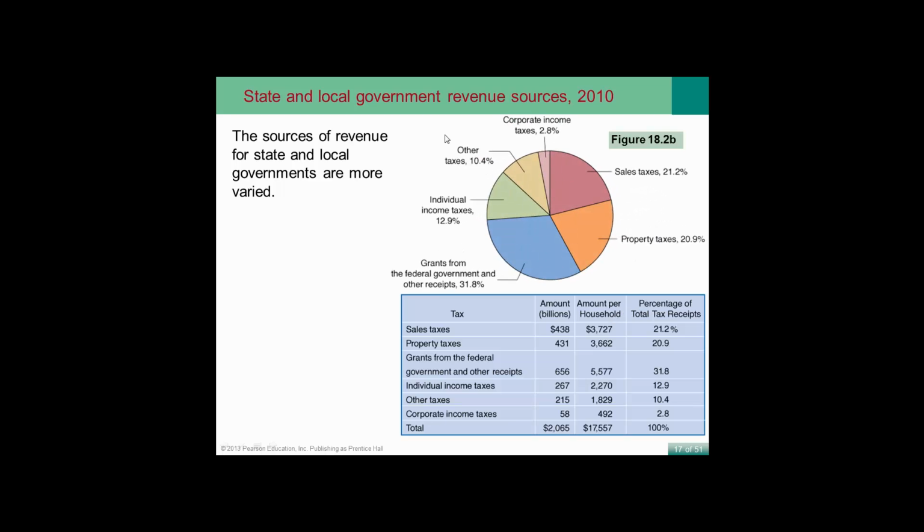So, state and local government revenue sources. State and local governments raise their revenue from different places. Most of state and local government revenue comes from federal grants and other receipts, so that's 31%. But then sales tax. In Massachusetts, we have a sales tax of 6.25%, I believe, and that sales tax is how Massachusetts raises revenue. And then property tax, individual income tax, other tax, and then corporate tax.